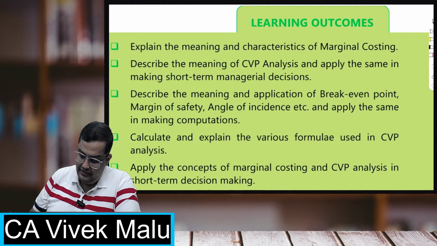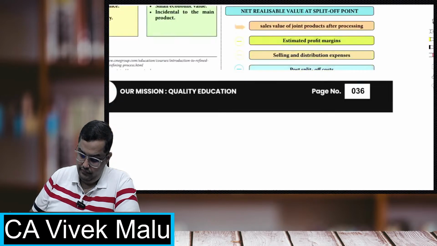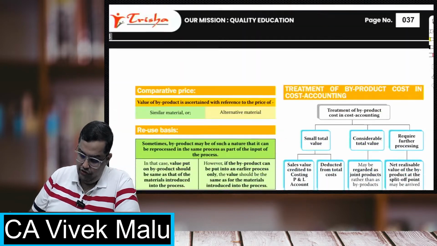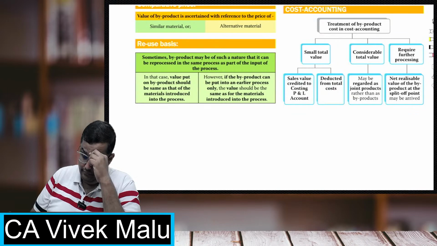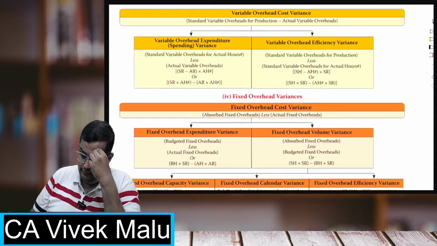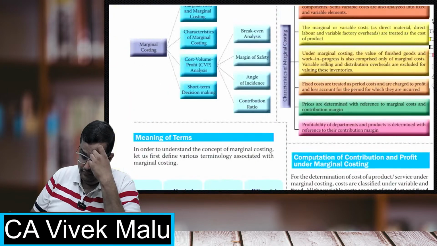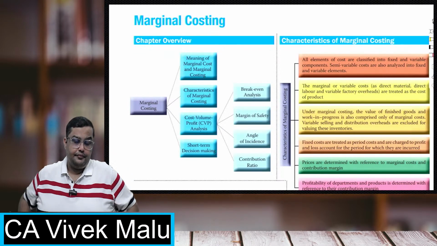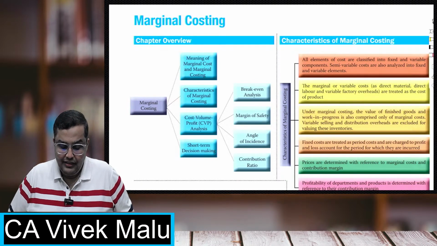Students, come to the topic marginal costing. This is all we have already done, joint cost and byproducts and everything. We'll finally start with the next chapter and the last chapter, that is marginal costing.